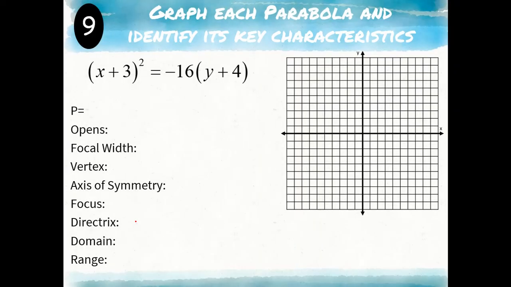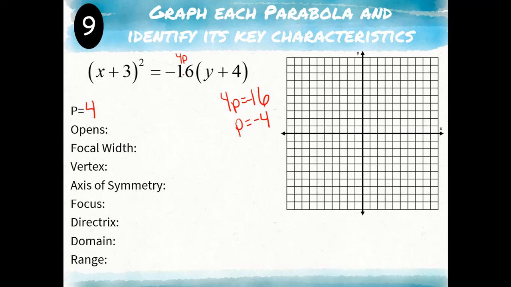So let's take a look at number 9, shall we? First thing I'm going to do is find my p-value. The p-value is still the same as last time, but the negative 16, remember, that is your 4p. So I'm going to solve that. 4p equals negative 16. My p-value is negative 4. So technically my p-value is a distance, so we're going to use a positive 4, okay?